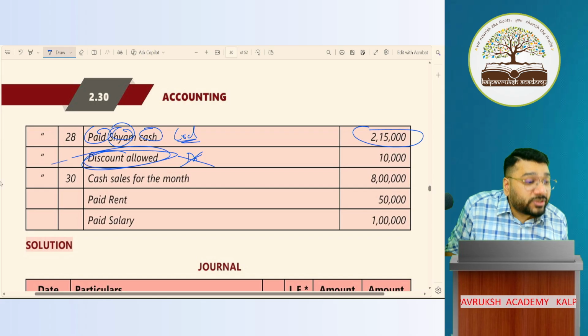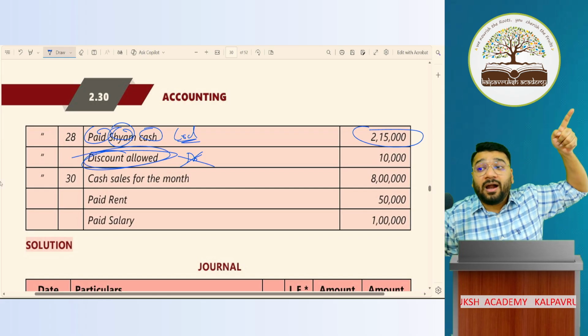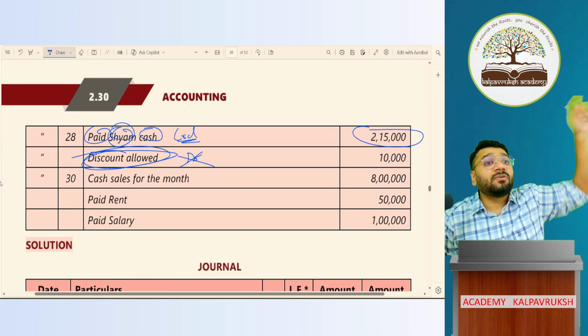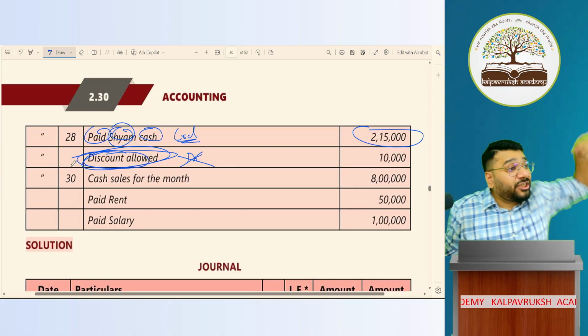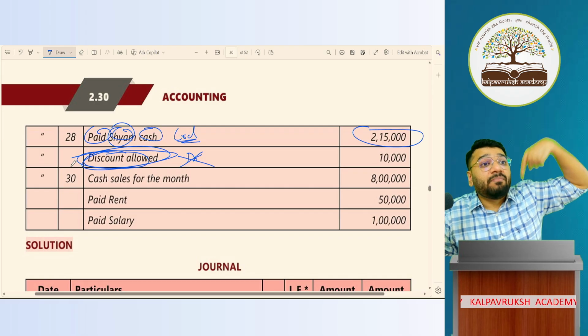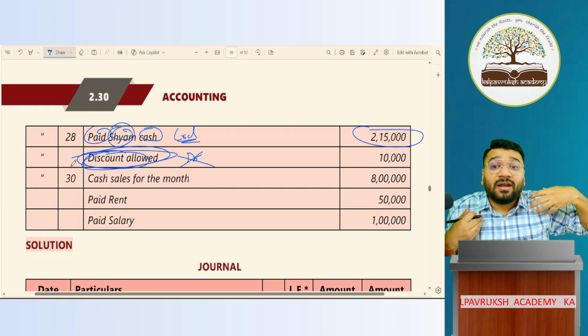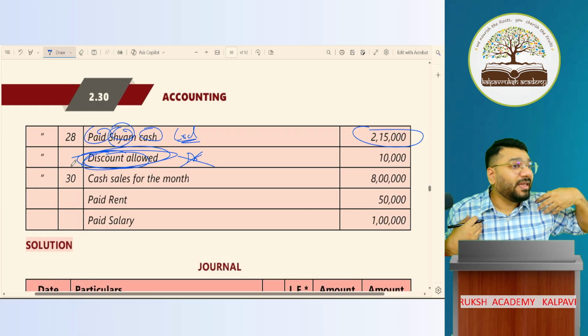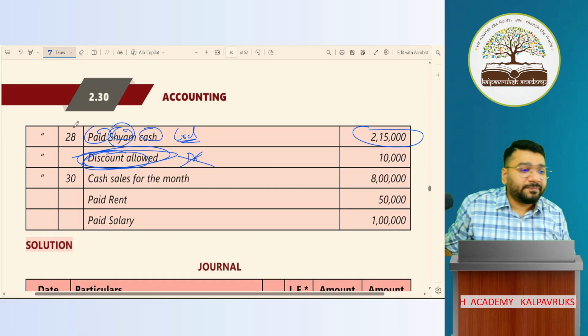But what language have they used? Discount allowed. So don't by-heart that discount allowed is a loss and losses will be debited. No. Discount allowed by Sham, received by the business. From the business point of view, it is discount received. When we receive discount, it is a gain for us. Tell me how many accounts are affected?